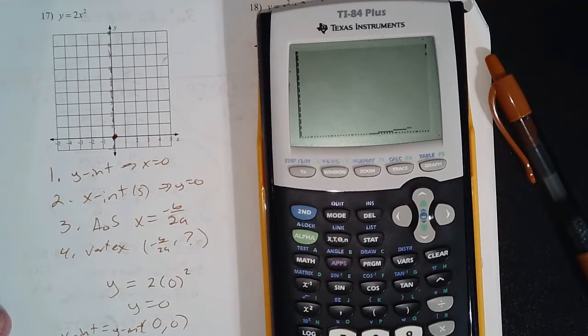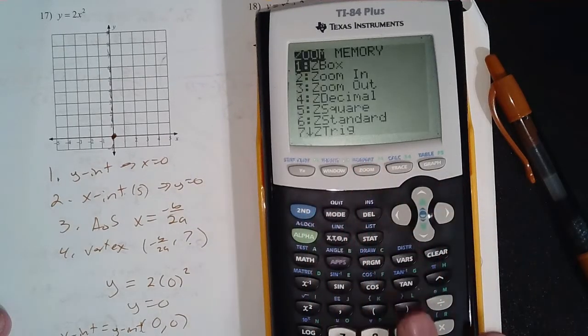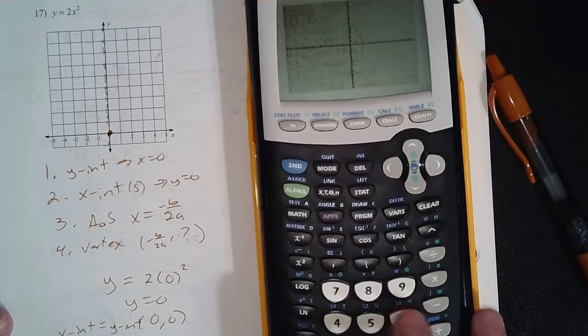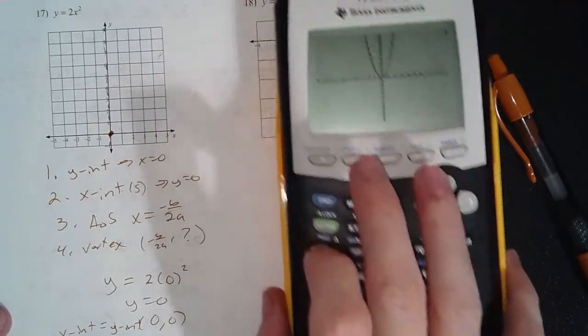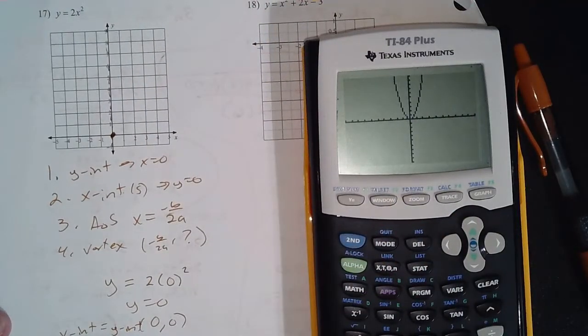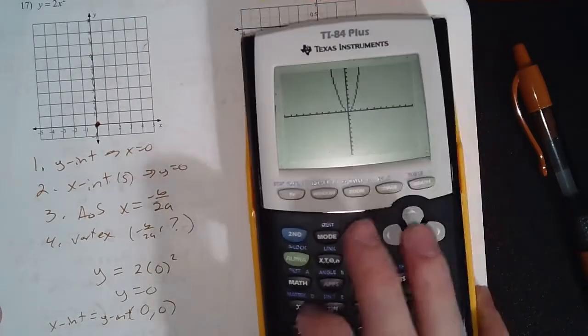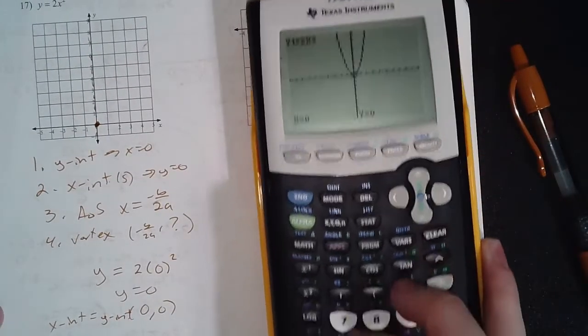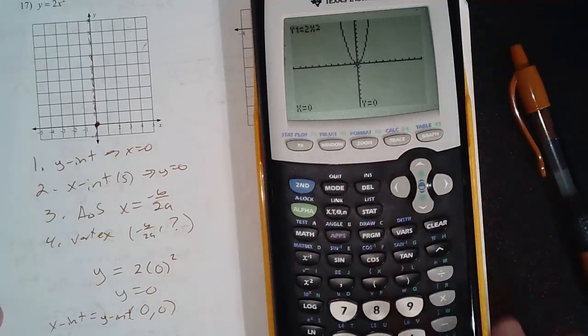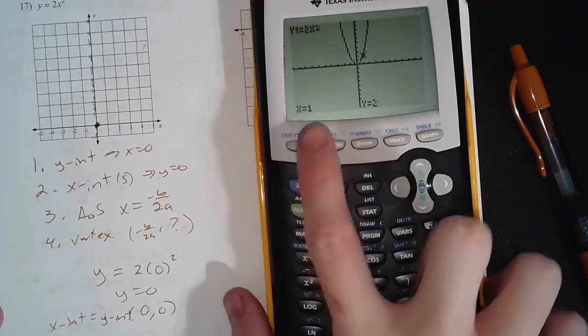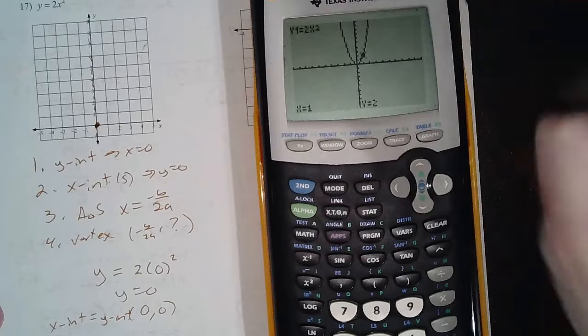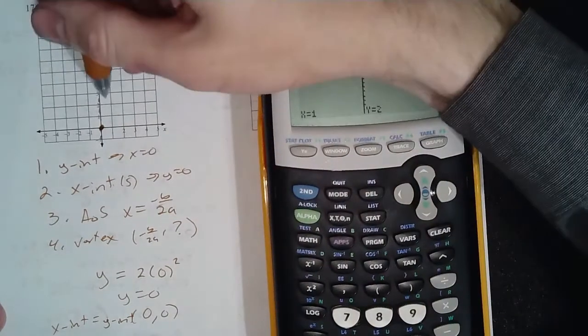I have no idea why the window's so messed up, but you can always fix the window by hitting zoom and then number 6. All right, here's our graph. Now hit trace, and then something like the number 1, and it will plug it in and tell me that I have the coordinate 1, 2.